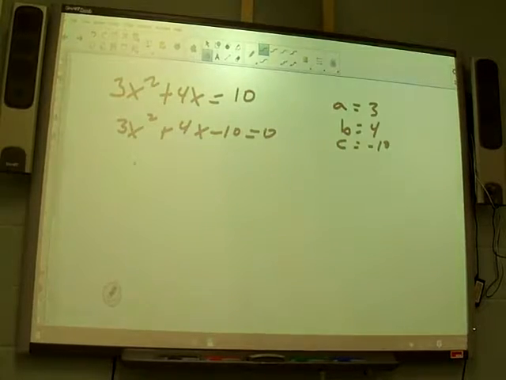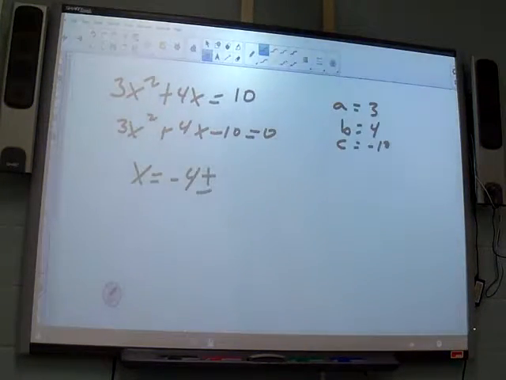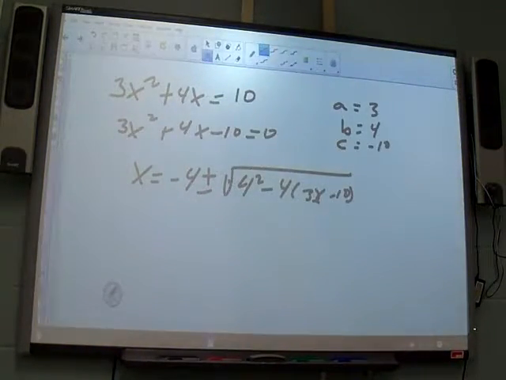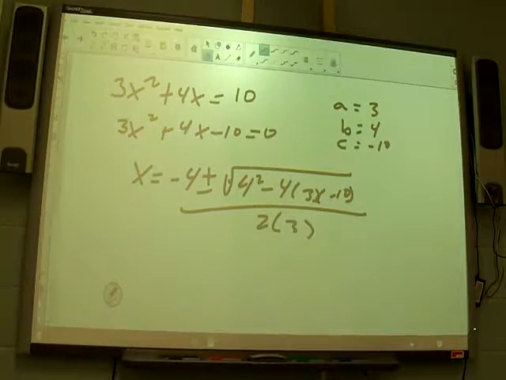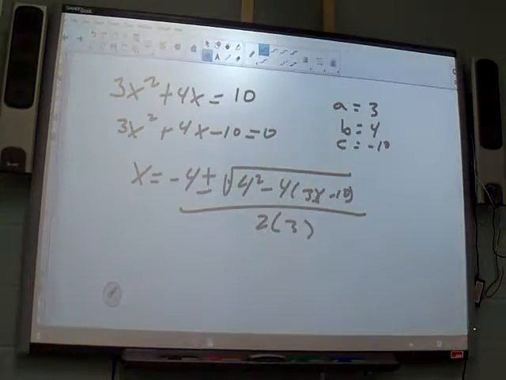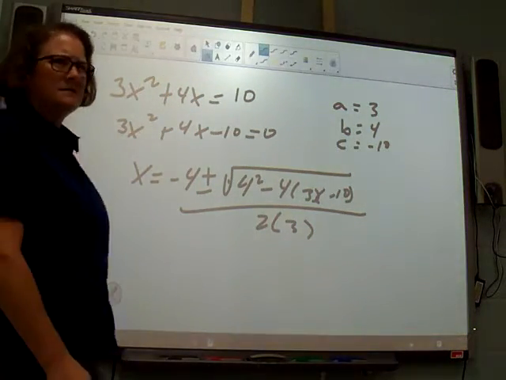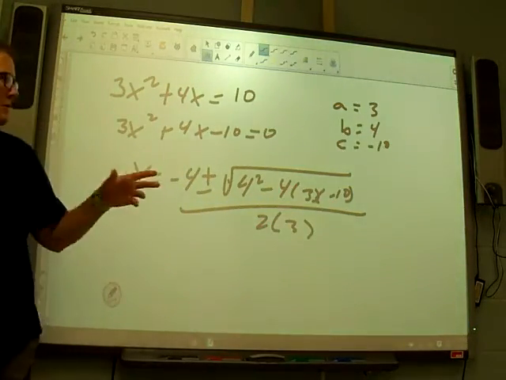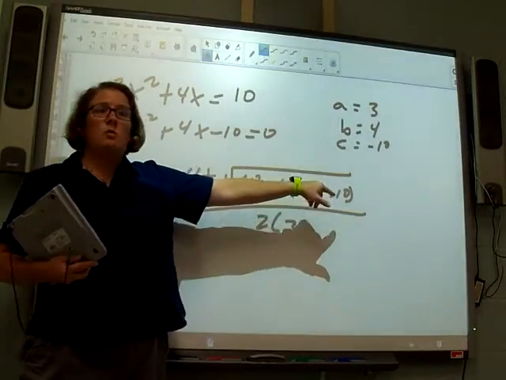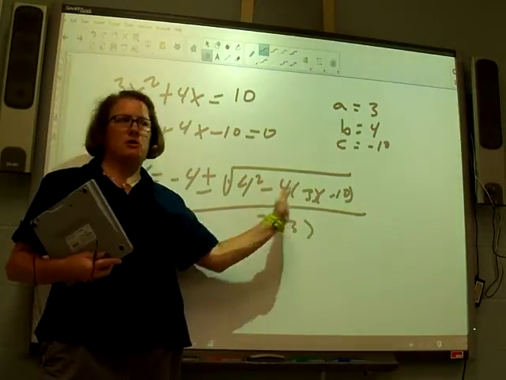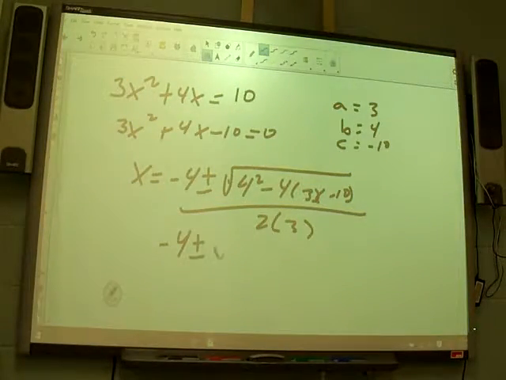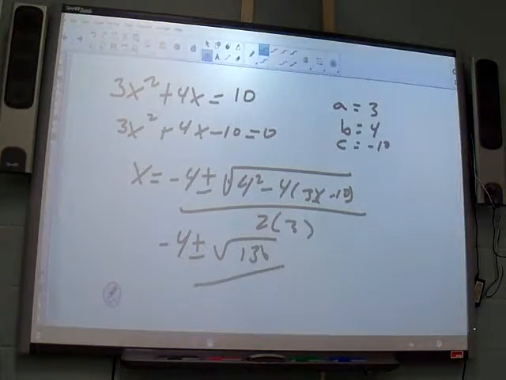Here I go. X equals negative B plus or minus the square root of B squared minus 4AC, all over 2A. This is what I was talking to Garrett about a little bit ago. I already know I'm going to have 16 plus something, because I got a negative times a negative, and that makes a positive. So 4 times 3 is 12, 12 times 10 is 120. So underneath here, I've got 16 plus 120, which is 136. Check that and make sure you got a 136 underneath your radical.